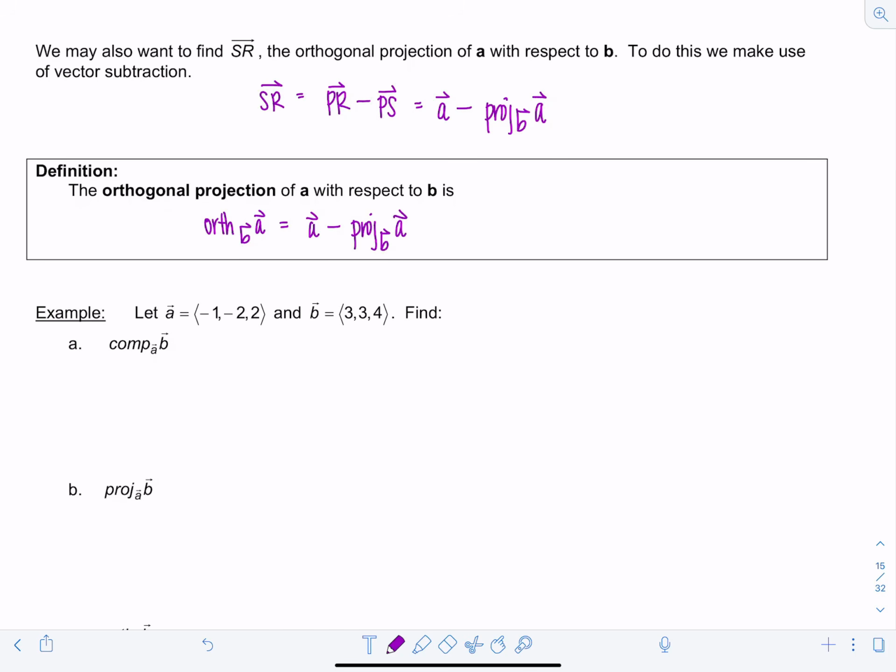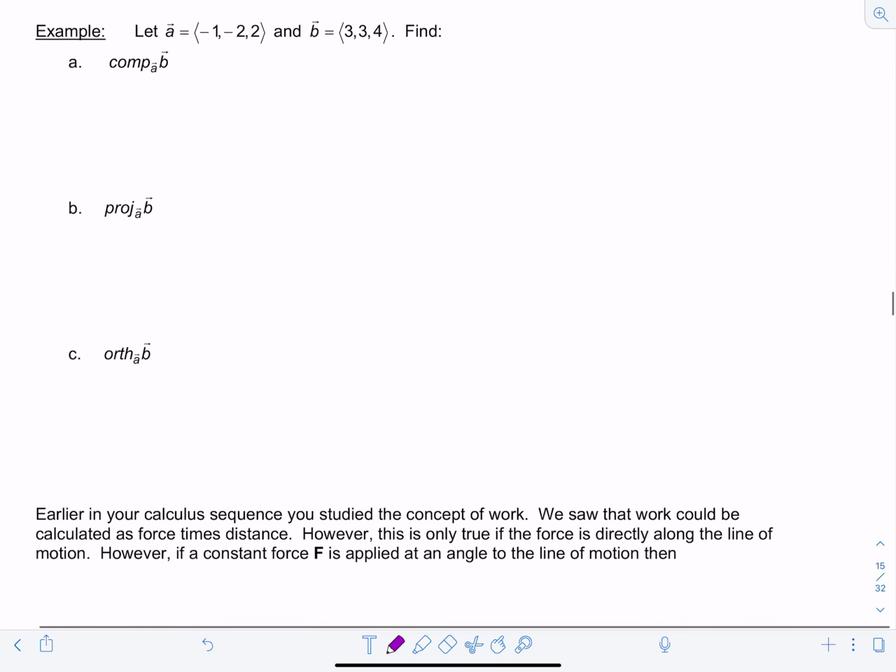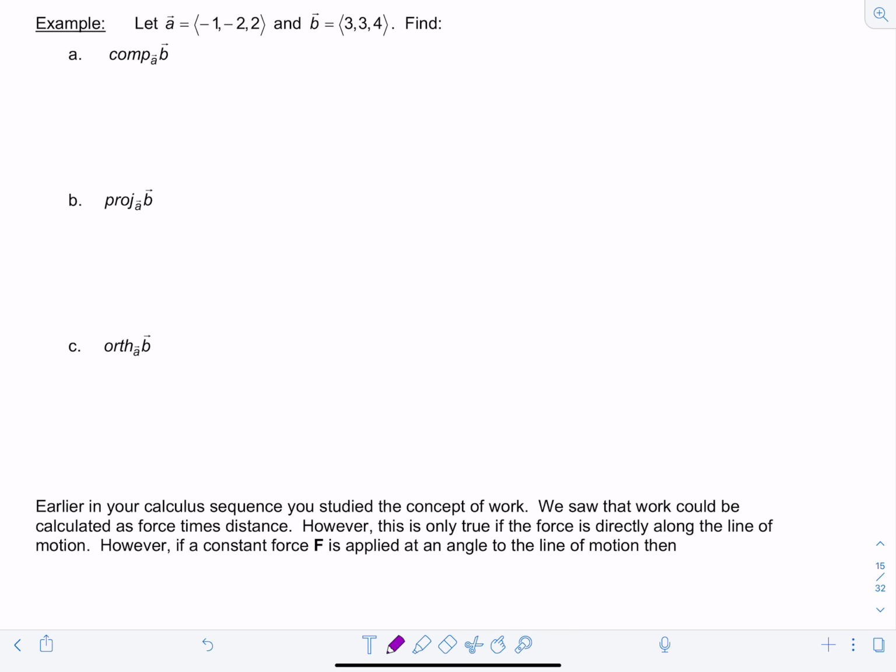All right, so let's just look at an example. We're going to apply all of these definitions directly. Let vector A have components -1, -2, 2, and vector B have components 3, 3, 4. First we're going to find the scalar projection of B along A. So for B along A, I'm going to take B dotted with A and then divide by the magnitude of A.